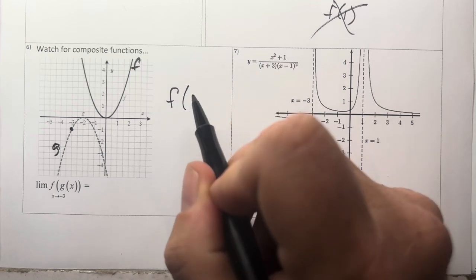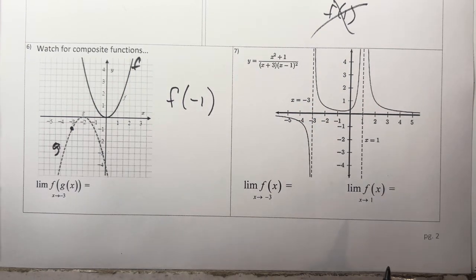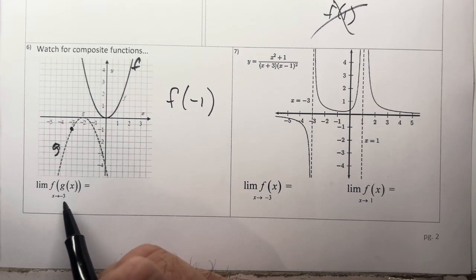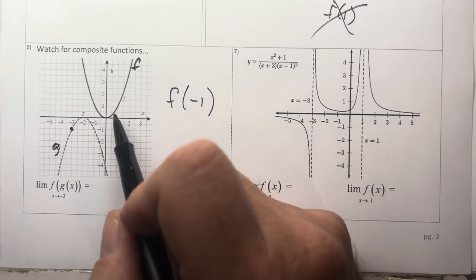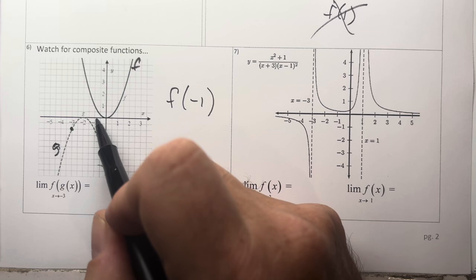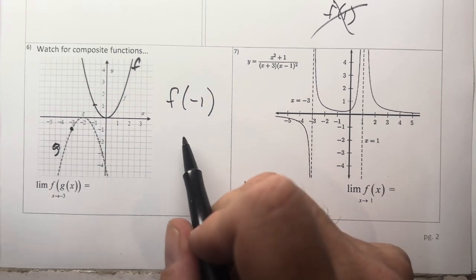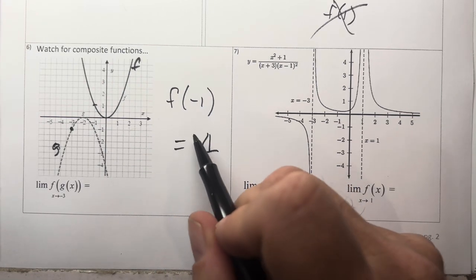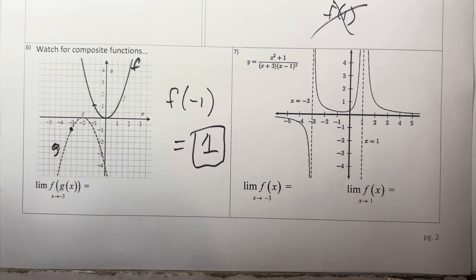So we're going to use a shortcut here because I think it's going to work here. And f at -1 is at -1 is here, up 1. That's going to equal 1. So nothing tricky there.